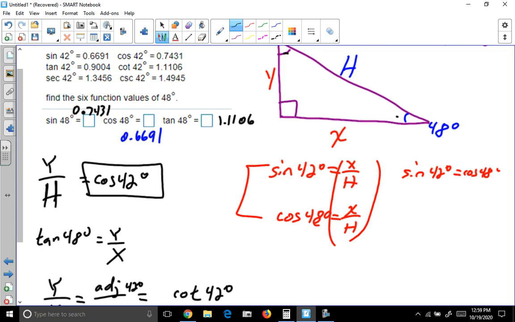So if we know sine of an angle, we know cosine of its complement. If we know cosine of an angle, we know sine of its complement. Tangent and cotangent go together, secant and cosecant go together.